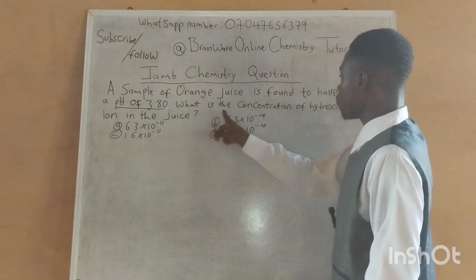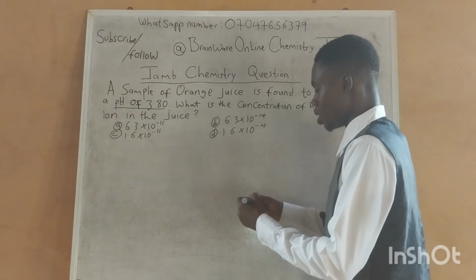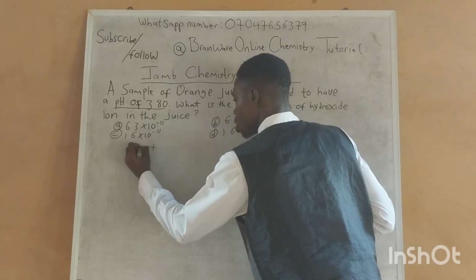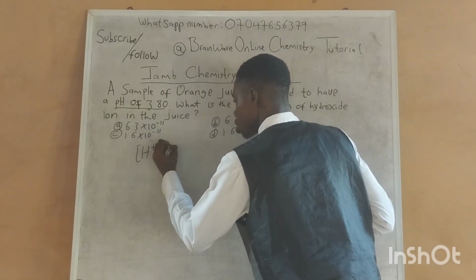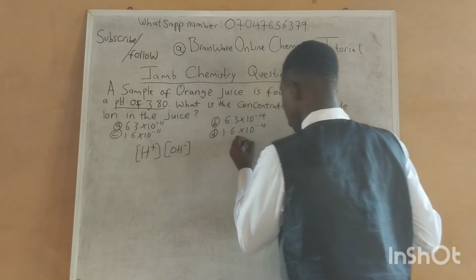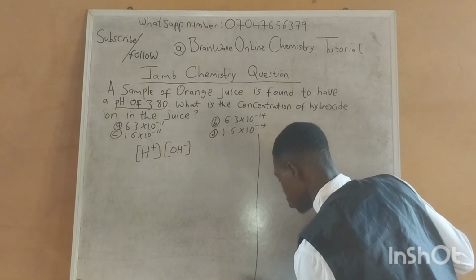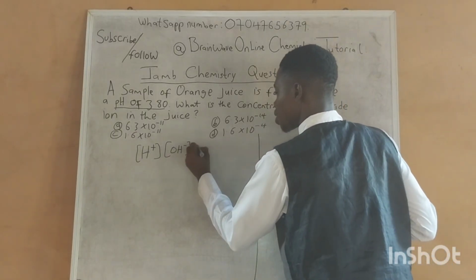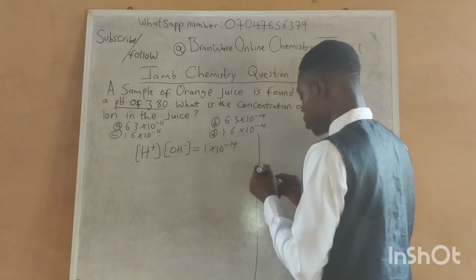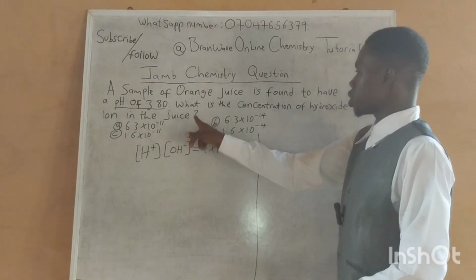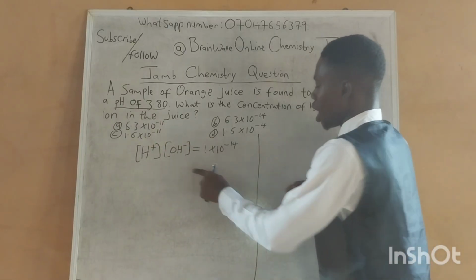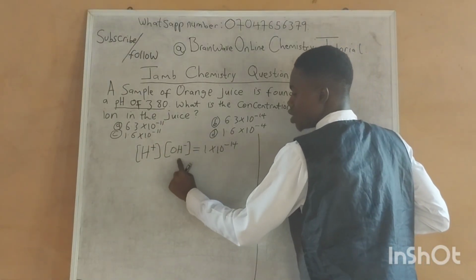The question says we should find the concentration of the hydroxide ion. This is the major formula we'll be using: hydrogen ion times hydroxide ion equals 1 times 10 raised to power minus 14. Let me divide the board now because the solving will be a little bit long. This is the major formula I'll be using, because the question asks for the concentration of the hydroxide ion in the juice.